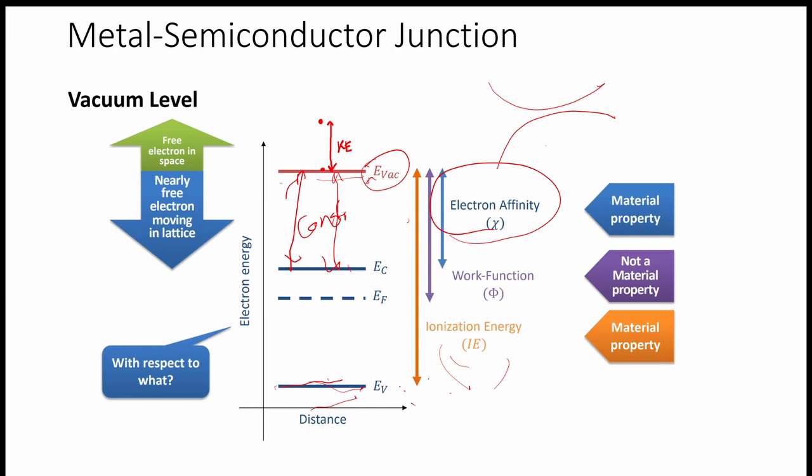Another thing is the Fermi level. The Fermi level changes as we dope the semiconductor. The Fermi level changes as we apply the bias. The Fermi level can move up and down as we dope the semiconductor. So this is not a material property.